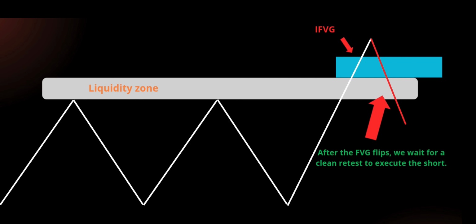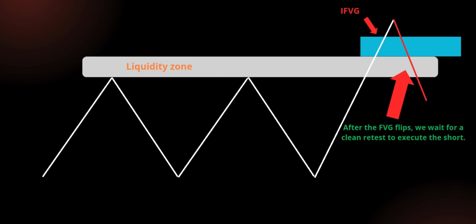Let's recap. We've swept the liquidity and formed a bullish fair value gap. Price breaks through the fair value gap, flipping it into an inverse fair value gap. At this point, we wait for the price to come back and retest that zone. We don't chase the trade, we let the price return to our level.